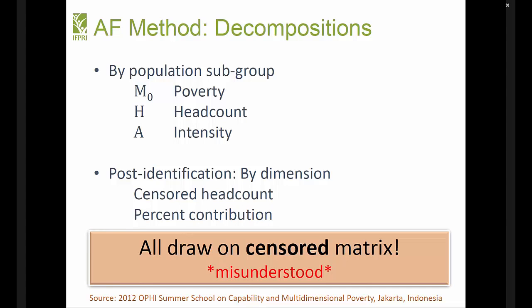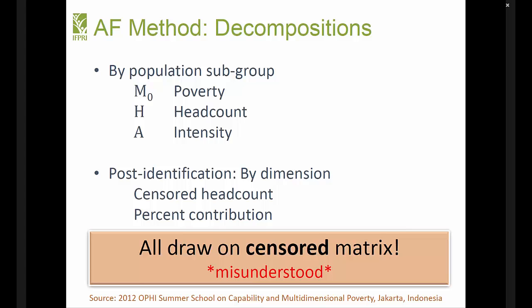So among the people remaining, the deprived, then you can see which dimension is contributing the most. What are the proportions? And this is what these pie charts in the report are. And these bar charts are the distribution of the indicators, how each contributes to the total index. So you can disaggregate the censored headcount. Among the disempowered, how many of them are deprived in the first dimension, in health, in education? So you decompose by dimension. Among the deprived, what is the proportion of the deprivation in this dimension compared to their overall score. And all of this draws on the censored matrix.